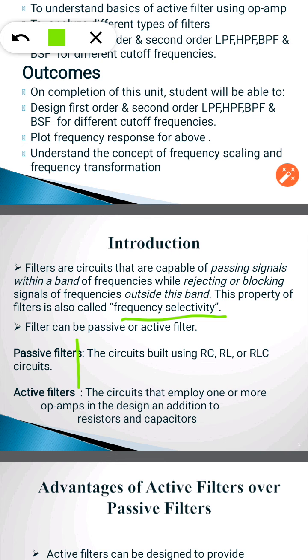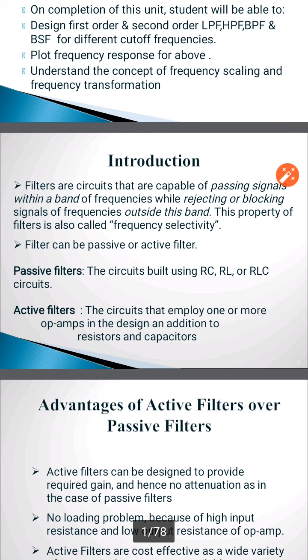Now the filters are also classified as active filters and passive filters. They have a basic difference: the passive filters consist only of RC, RL or RLC components, whereas active filters consist of one or more operational amplifiers along with a combination of R and C.